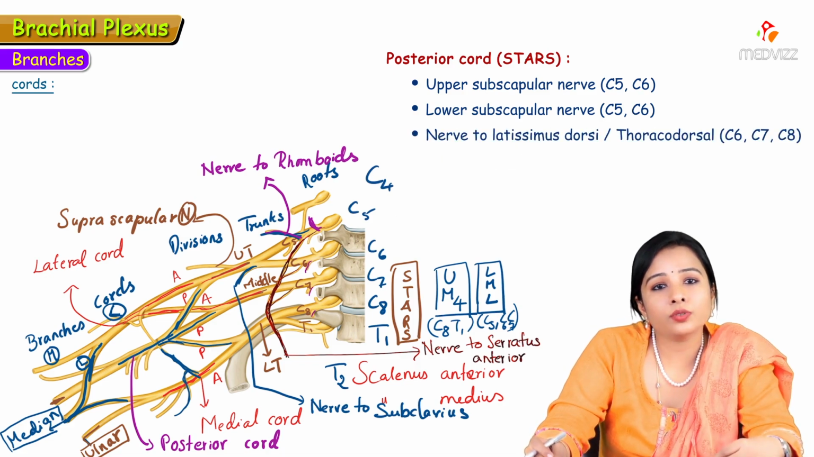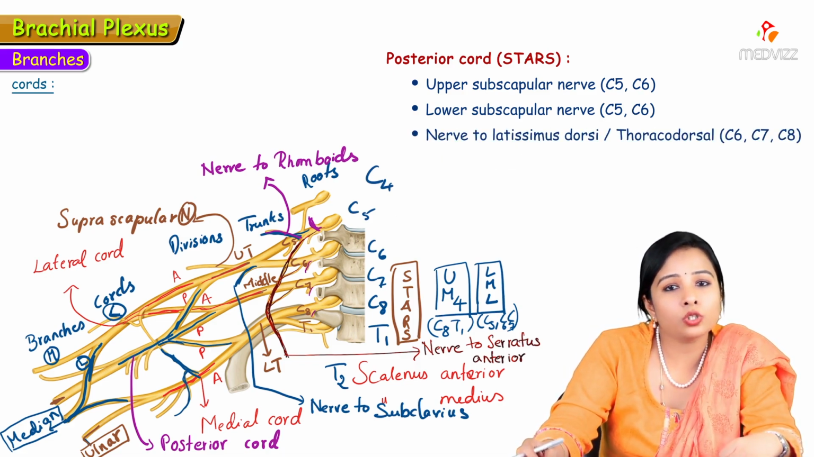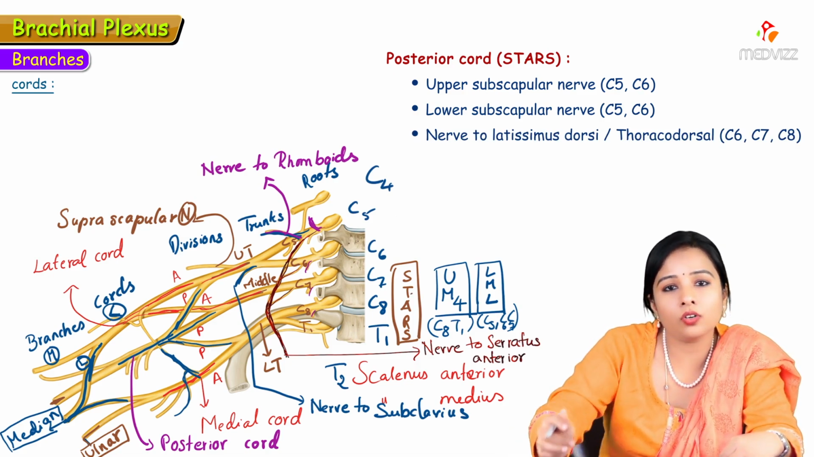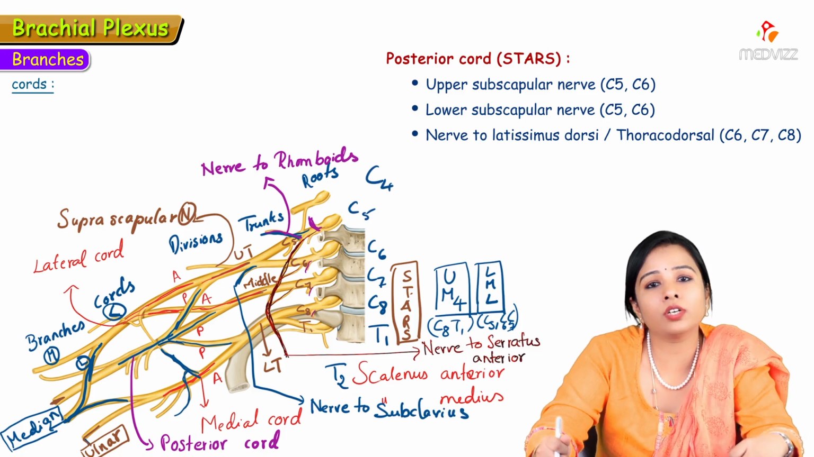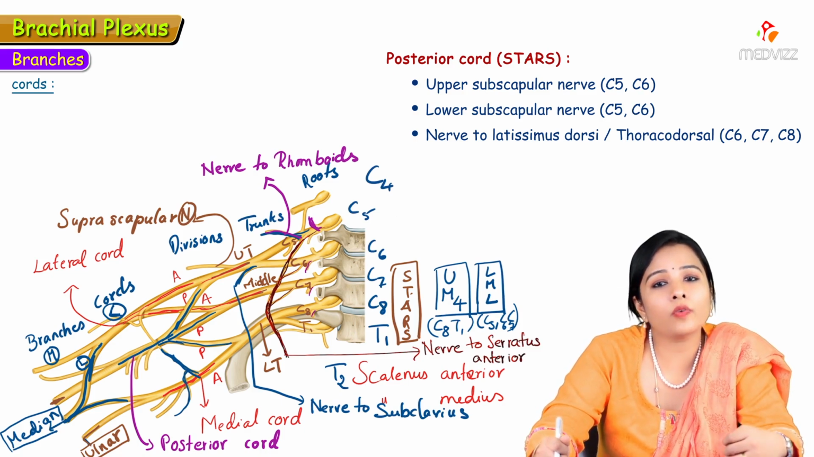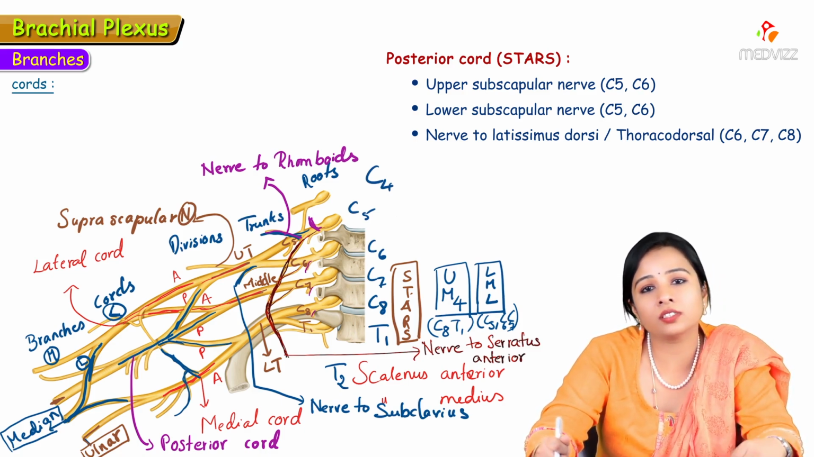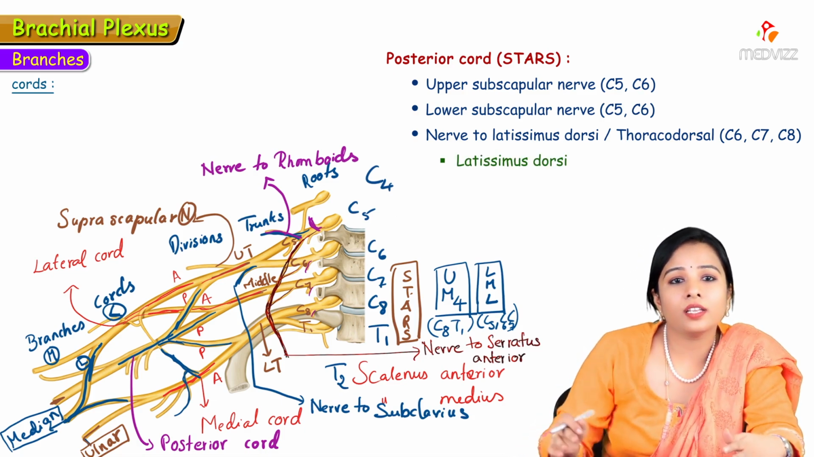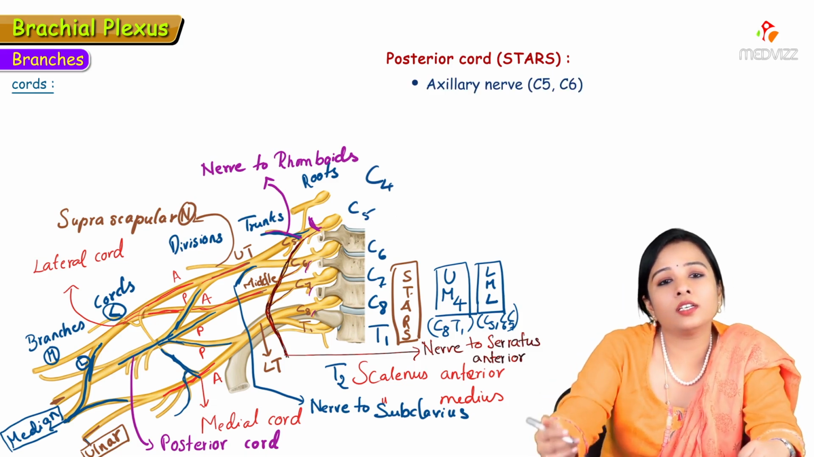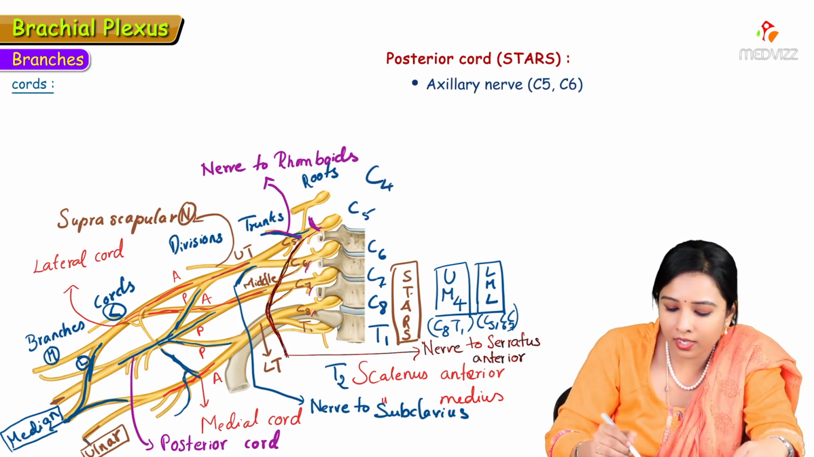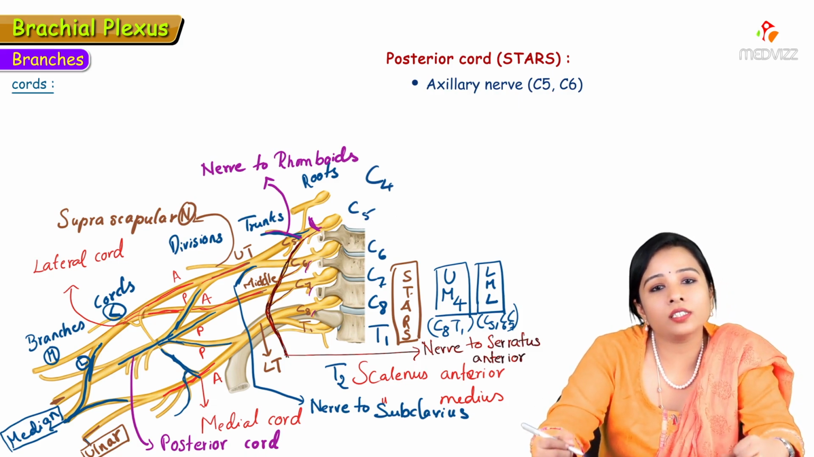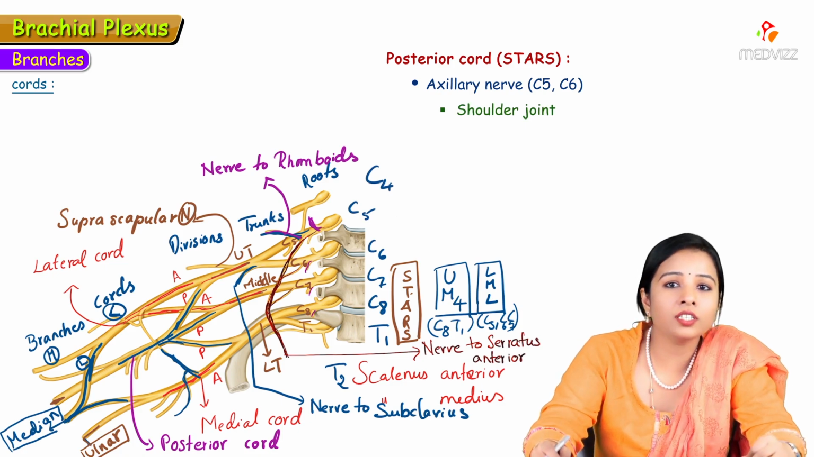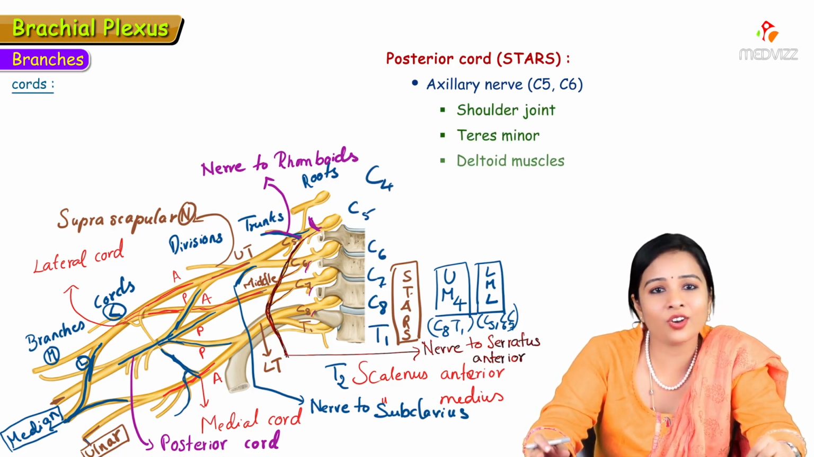Then nerve to latissimus dorsi, which is also called the thoracodorsal nerve. So T is here, thoracodorsal nerve, which is nothing but nerve to latissimus dorsi, and the root value is C6, C7 and C8, and it innervates latissimus dorsi muscle. Next is the axillary nerve. A is for axillary. The root value is C5, C6, and it innervates the shoulder joint, teres minor and mainly deltoid muscle.